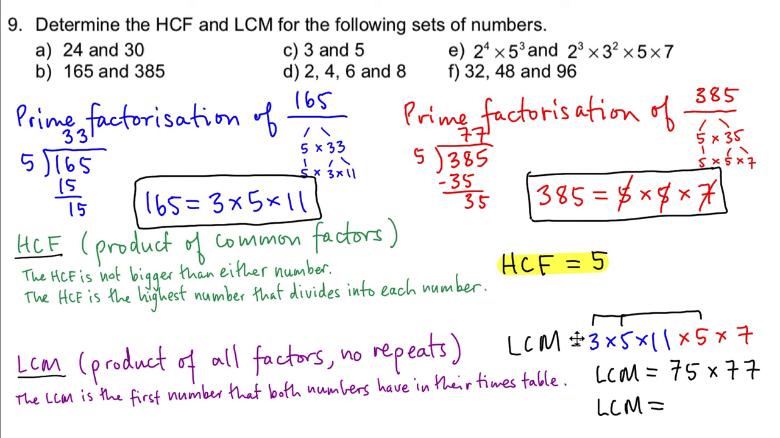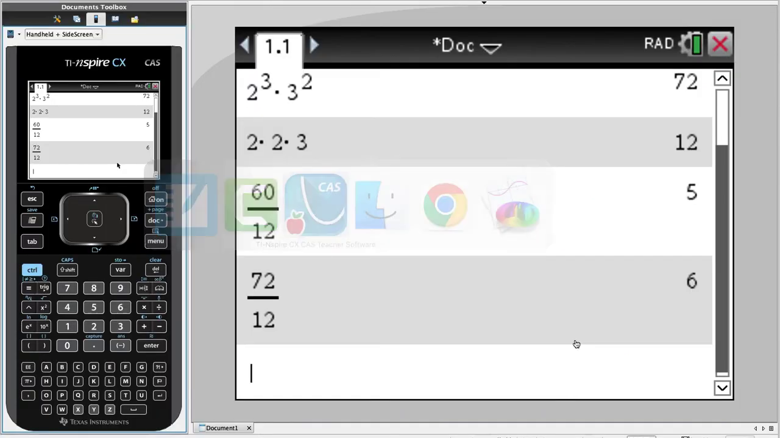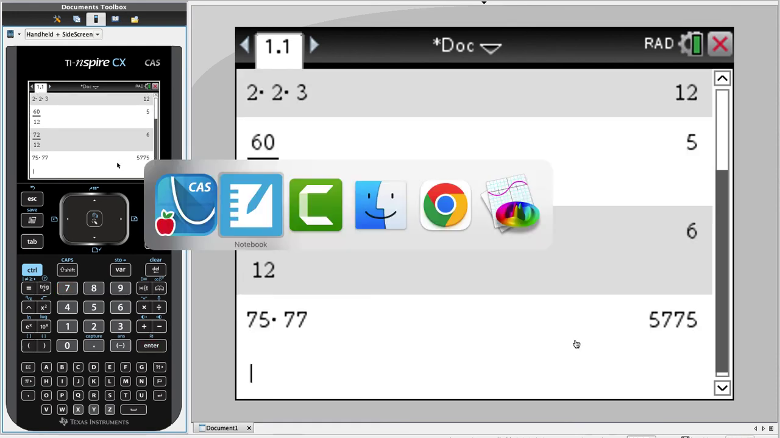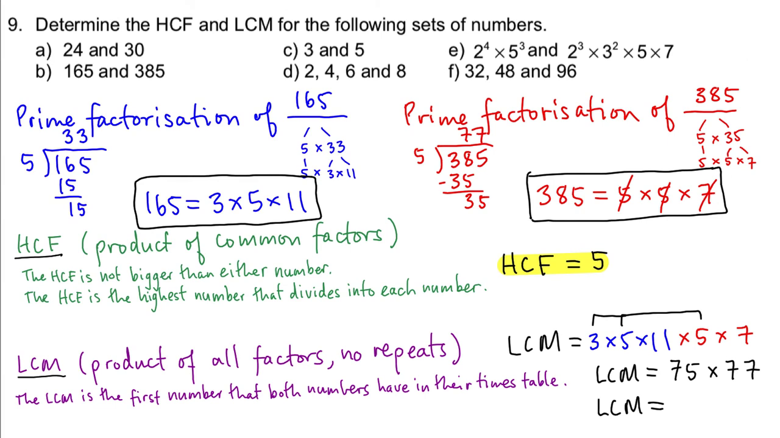We can just work that out with a calculator. 75 times 77, and we get 5,775. That's a palindrome number because reading it forwards and backwards is the same. So 5,775. So if we were to write out the times tables for 165 and another times tables for 385, the first number that would be in common to both times tables is 5,775.